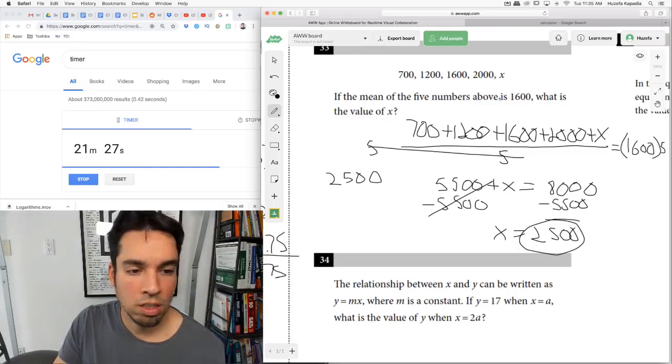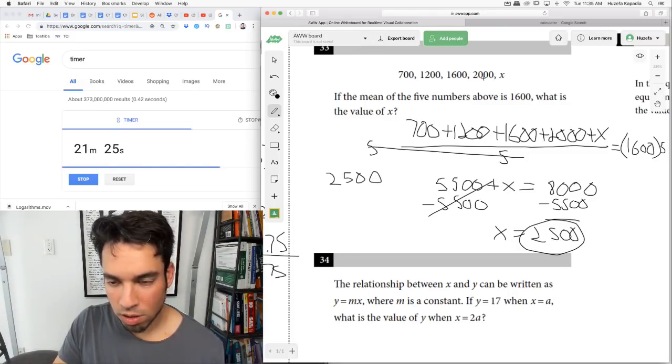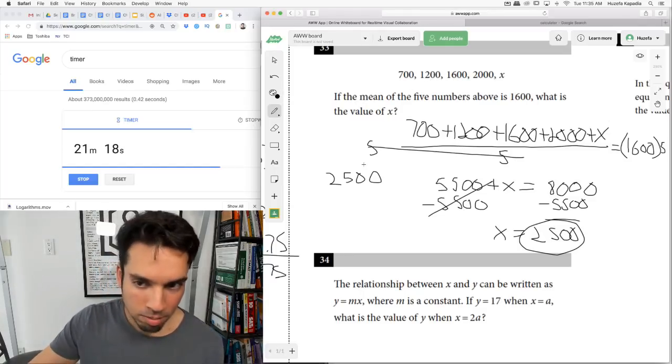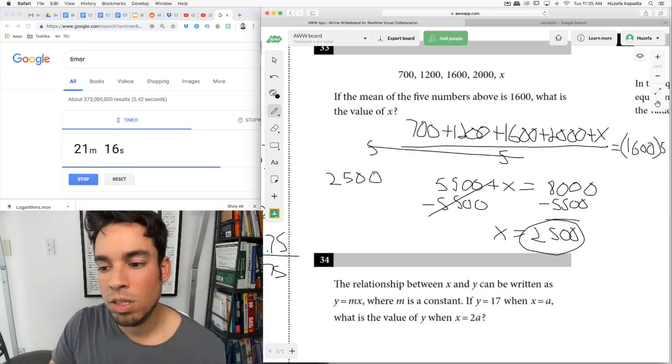2,500. We could check these numbers. 4,500, 5,500, 6,100, 7,100, 7,300, 8,000. They add up to 8,000, divided by 5, 1,600. So we know we did it right. Good.